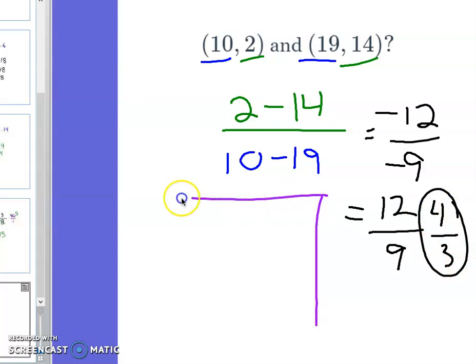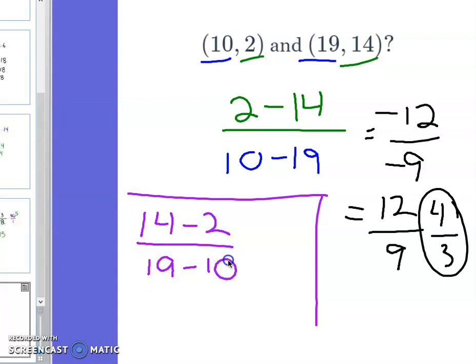Now, some people get a little confused here. They say, well, what happens if I subtract it the other way? Well, let's see what happens. If I went 14 minus 2 as a rise and 19 minus 10 as a run, notice I subtract the same direction, I got 12 over 9, which is still 4/3. So it doesn't matter what direction I subtract as long as I subtract the same direction each time. Okay? So my answer is 4/3.